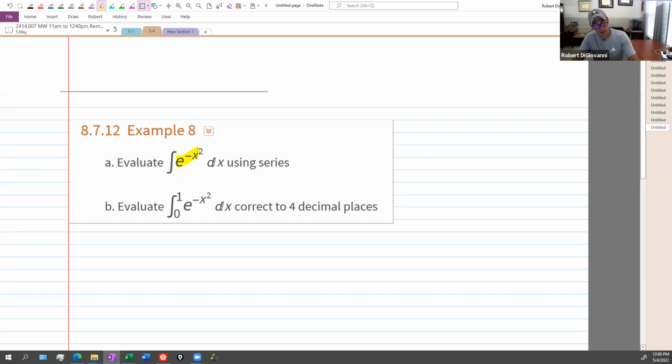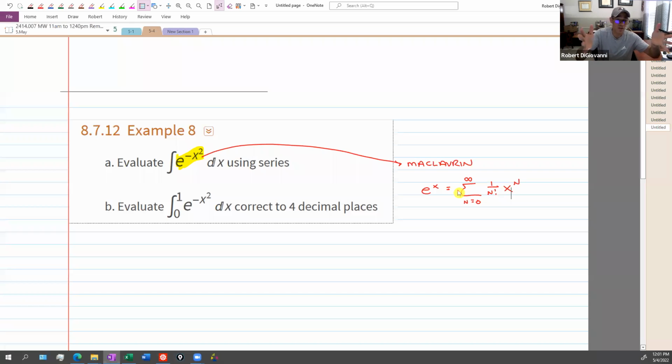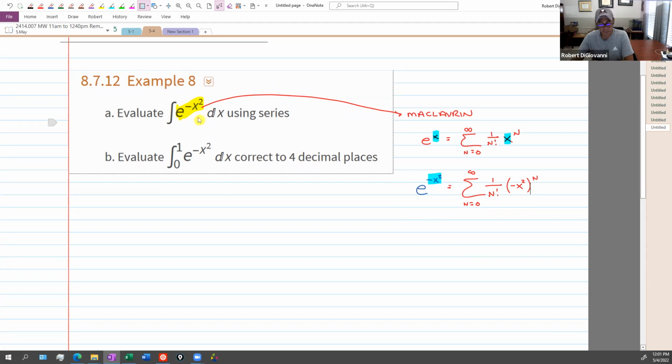So what I'm going to do first is take e to the negative x squared and use the Maclaurin series for this. Now, we know that the Maclaurin series for e to the x is the sum from n equals 0 to infinity of 1 over n factorial x to the n. It's on our little cheat sheet that I just showed you. So if we want to know what e to the negative x squared is, all we're going to do is replace the x's in this formula with negative x squared. So it becomes the sum from n equals 0 to infinity of 1 over n factorial, negative x squared to the n. That is the Maclaurin series for e to the negative x squared.